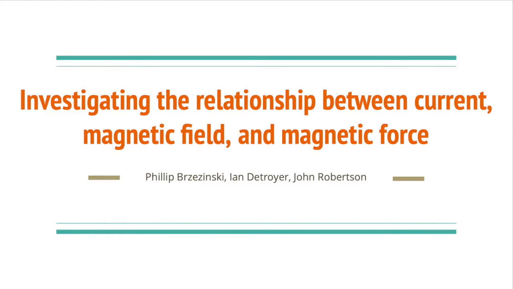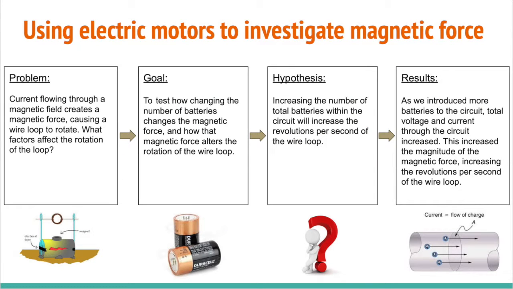In this lab, we are investigating the relationship between current, magnetic field, and magnetic force. The main problem of this investigation was to figure out what factors affect the rotation of a wire loop within an electric motor. Our goal was to test how changing the number of batteries changes the magnetic force and how that magnetic force alters the rotation of the wire loop.